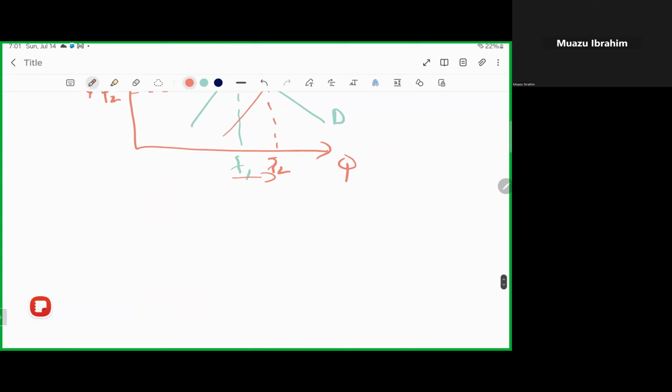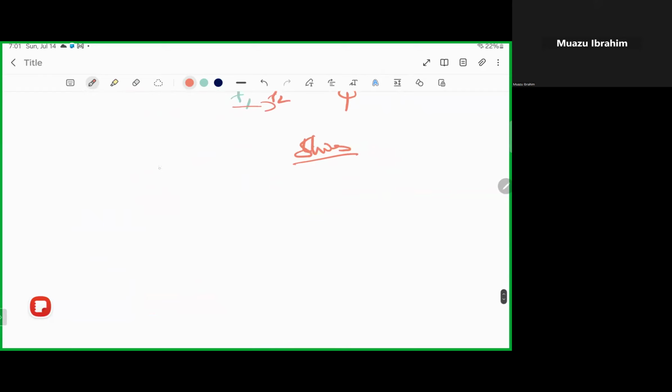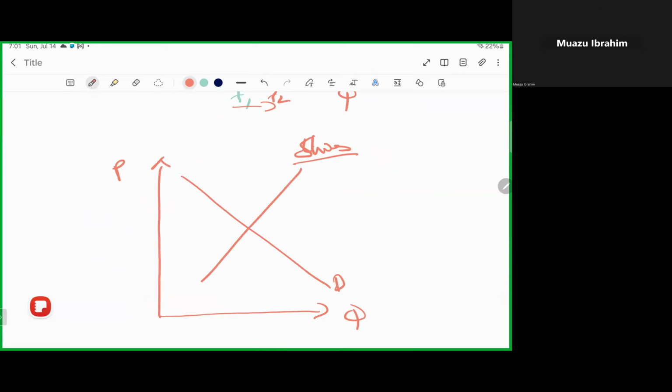If you transfer this to the leather shoes market, let's say the shoes market, what is going to happen? In the shoes market, remember we have quantity and we have price. So we have this as the demand for shoes, and we also have this as the supply of shoes.